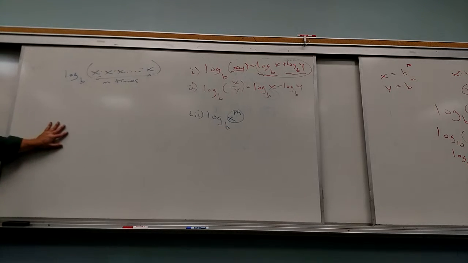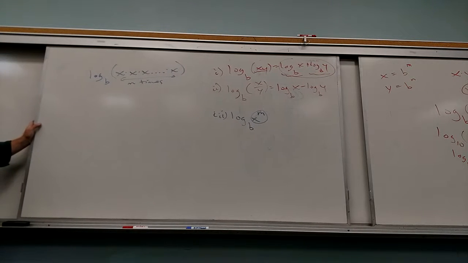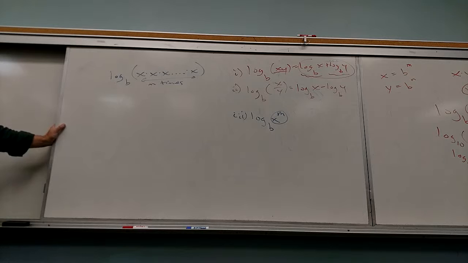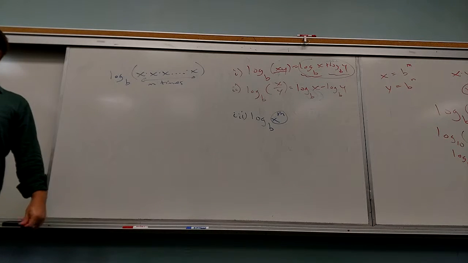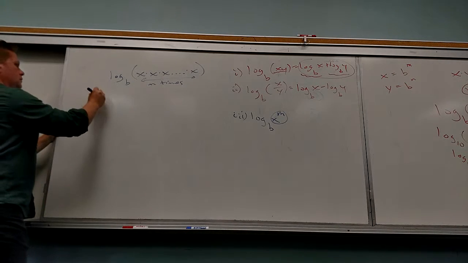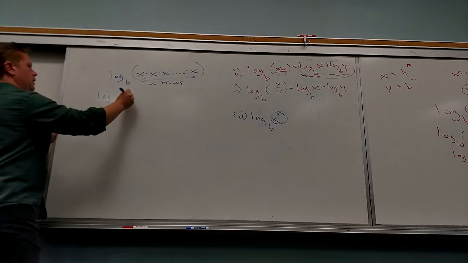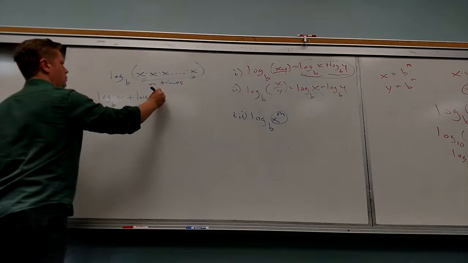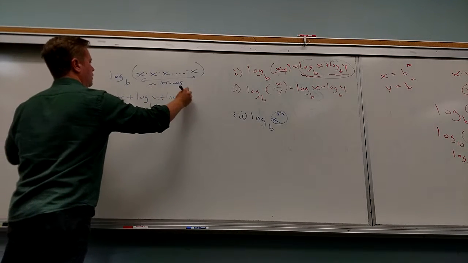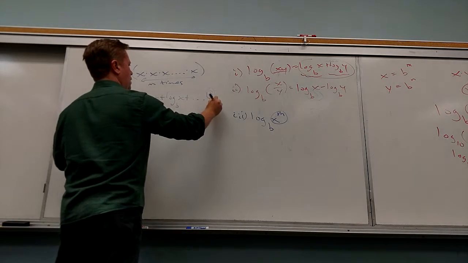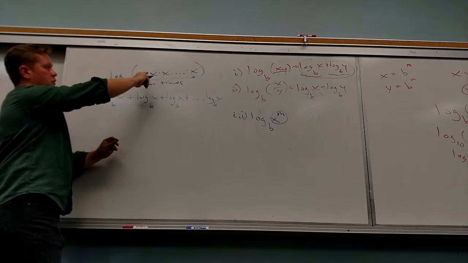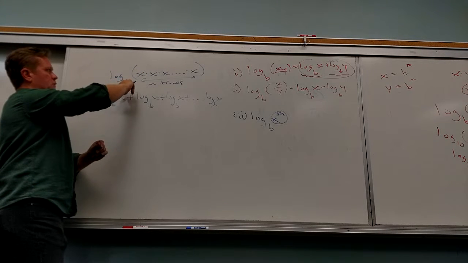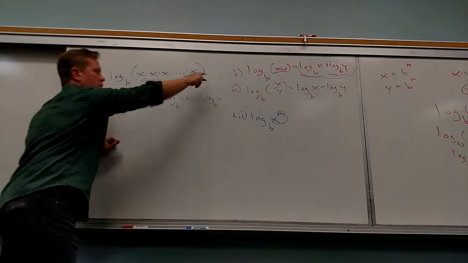Go with me now. Some guys are like, you lost me. I can use this first property over and over and over again. So it becomes log base b of x plus log base b of x plus log base b of x plus log base b of x. How many times? Is everybody with me? What do you do when you multiply the inside? You rewrite it as log base b of that thing plus, and you just keep going.